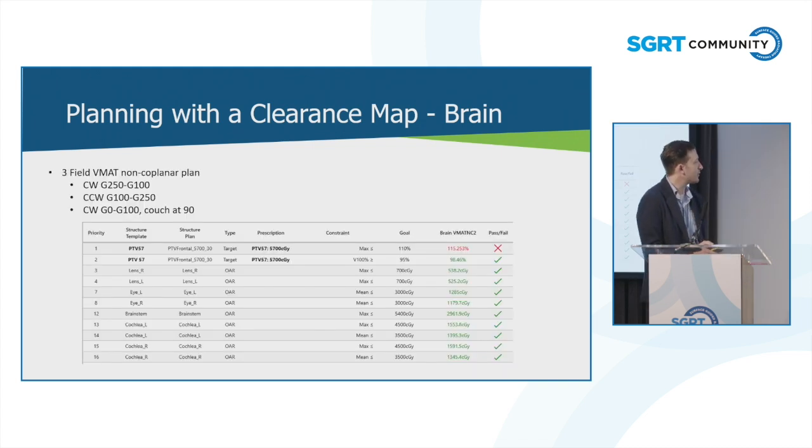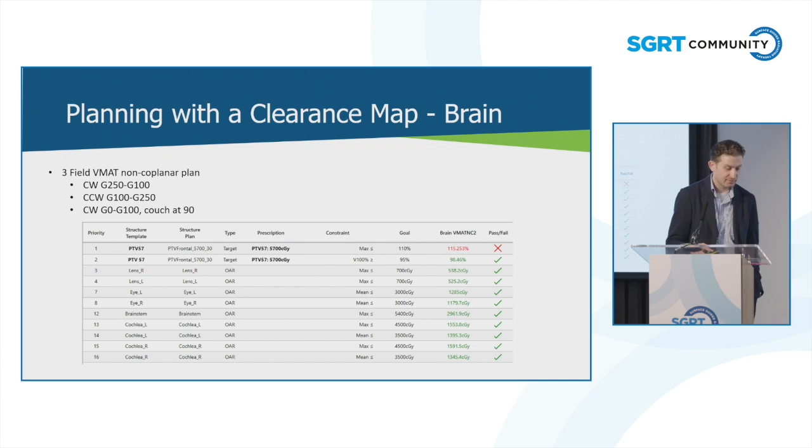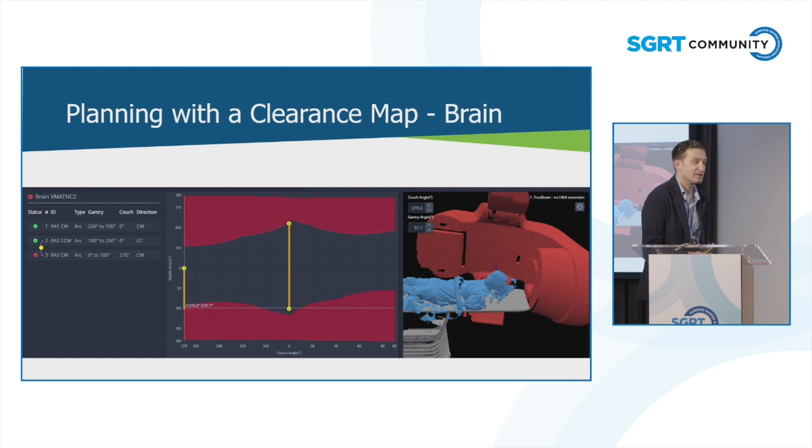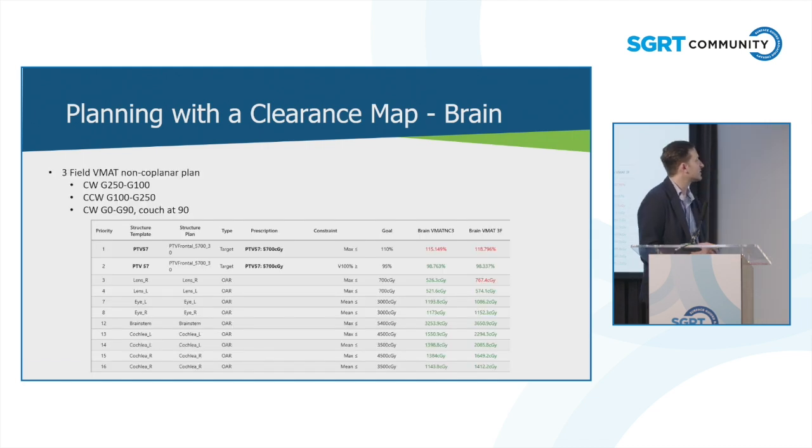So now, a 3-field non-coplanar where I basically just added a couch at 90 and a gantry from 0 to 100. I reduced the hotspot a little bit, which made me happy, but also the lens dose dropped by 200 centigray into a more acceptable range. So that was good and is deliverable for us, but I had a collision with that plan. I didn't realize that until I re-exported it to MapRT, and my chosen couch kick arc situation collided with the table. So back to the drawing board, and I quickly just changed it to G90.